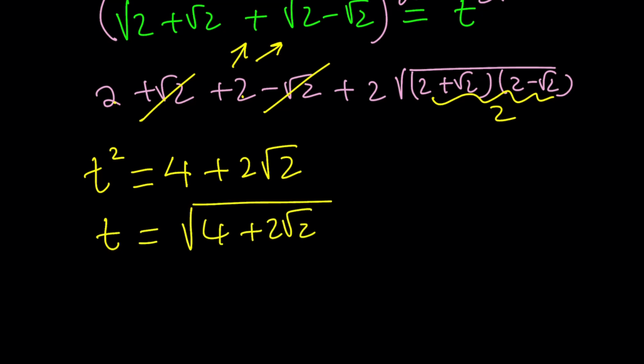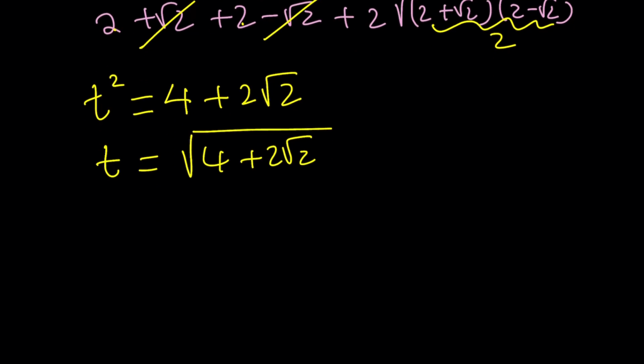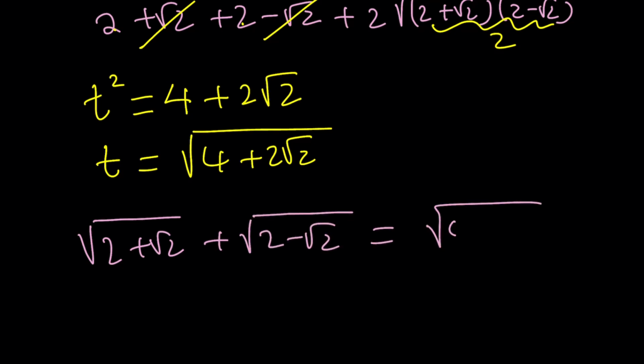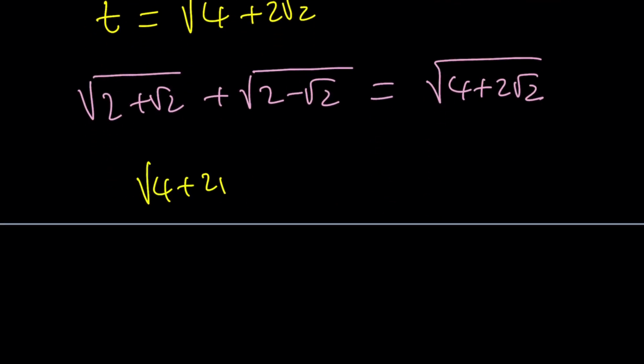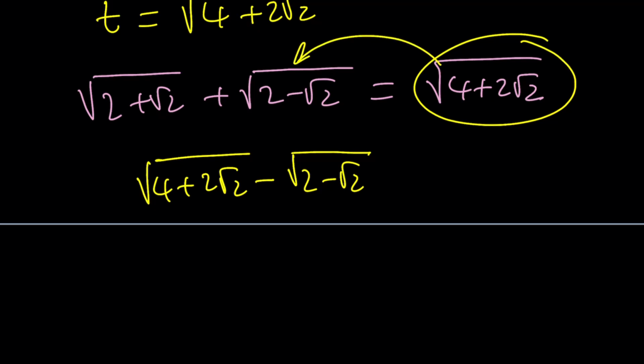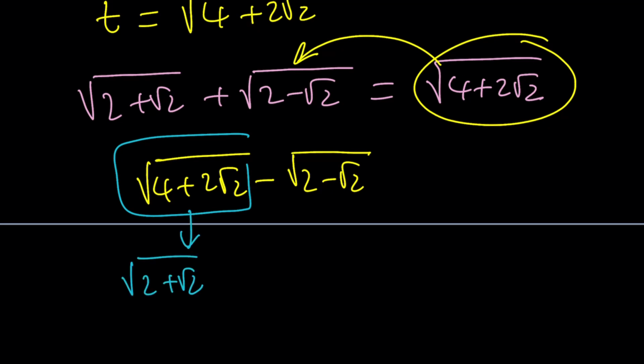Wow. What do you mean we get the answer? Well, we just got this. So this means the original expression that I called t is equal to the square root of 4 plus 2 root 2. But wait a minute, I'm trying to evaluate what? I'm trying to evaluate the square root of 4 plus 2 root 2 minus the square root of 2 minus root 2. But isn't this equal to a sum? Yes, if I replace that with this sum, right? Because that's what I just proved.